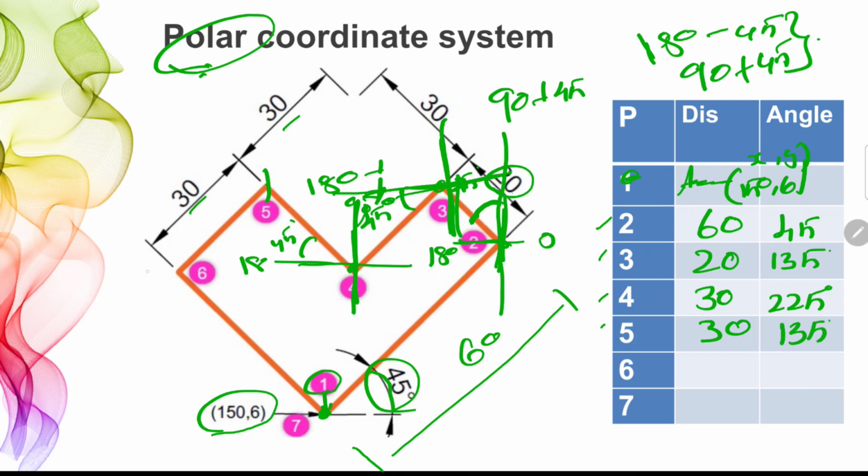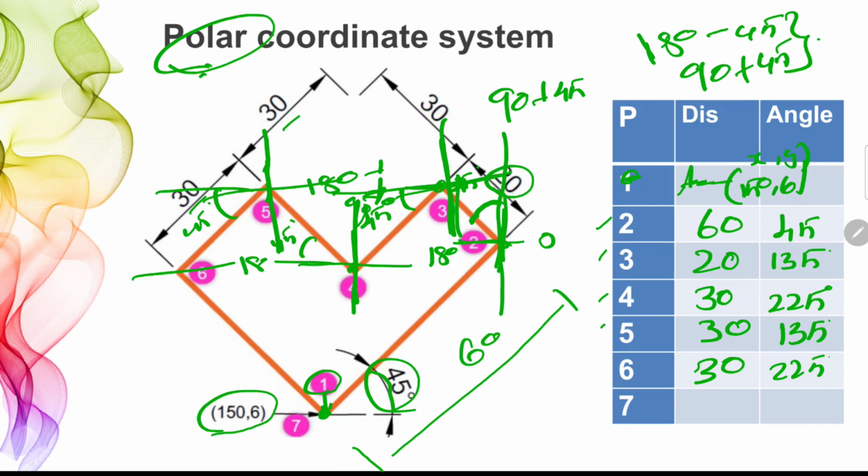Next we want to mark point number 6. To mark point number 6, the previous point number 5 is acting as the origin point. So the distance is 30. The angle is, this is 45 degrees. 180 plus 45 means we use 225 degrees.